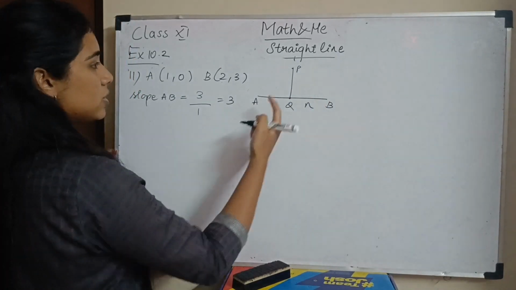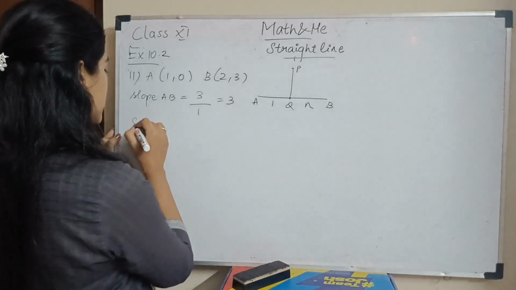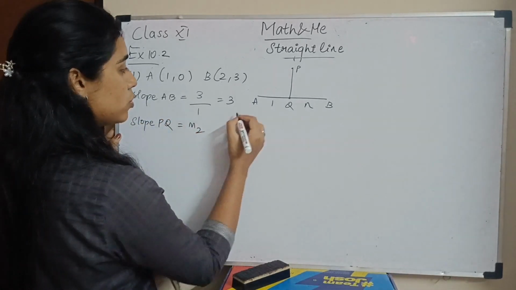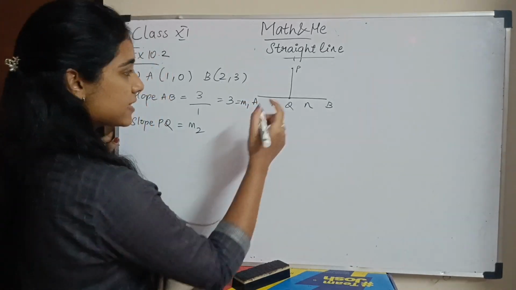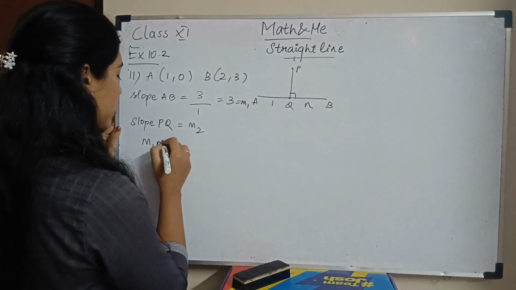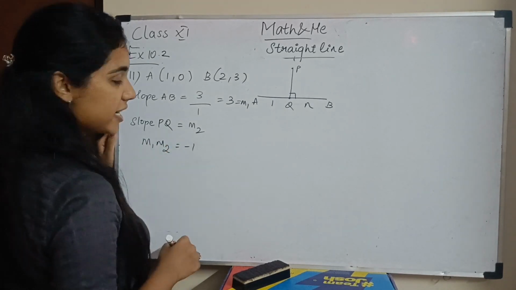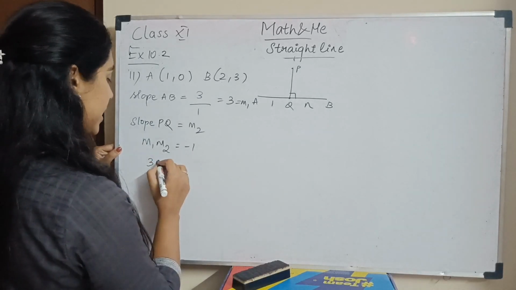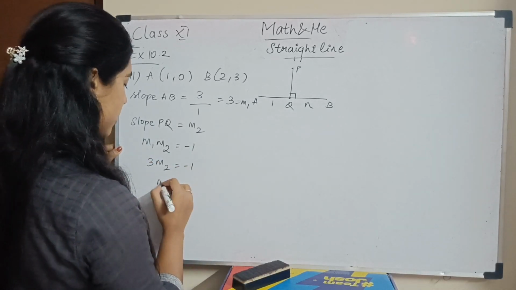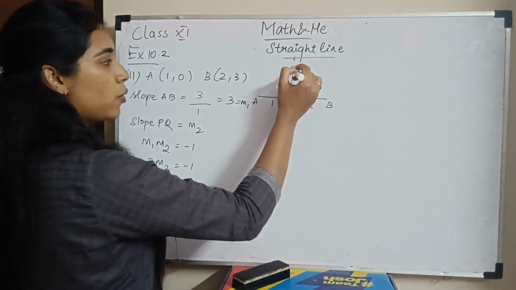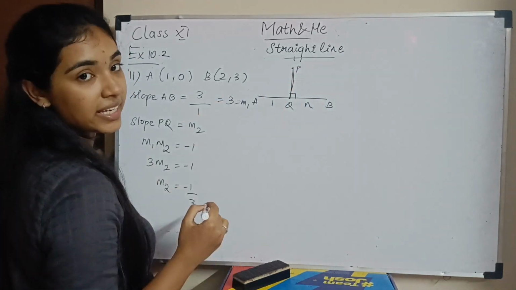So let this line be PQ. We need to know the slope of PQ. So slope of PQ equals m2 and let this be m1. Since it is given that they are perpendicular to each other, what do we know? We know the product of their slopes is minus 1. So you have m1, 3, times m2 equals minus 1. So m2 equals minus 1 by 3. So we know what the slope of this line is.